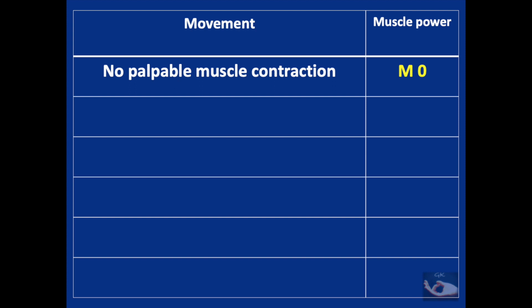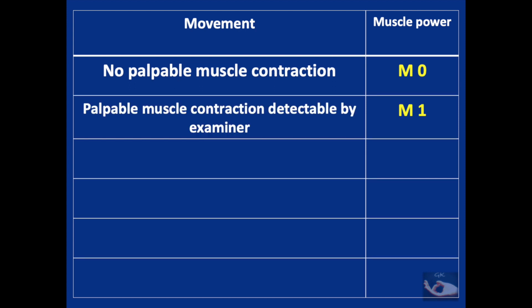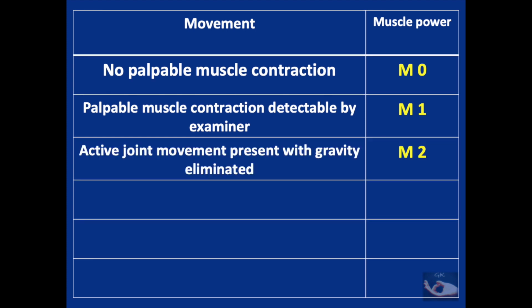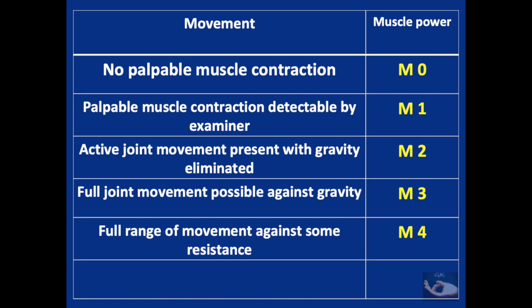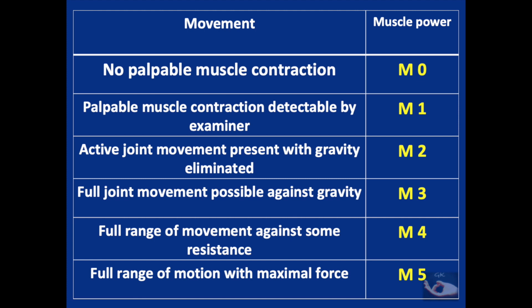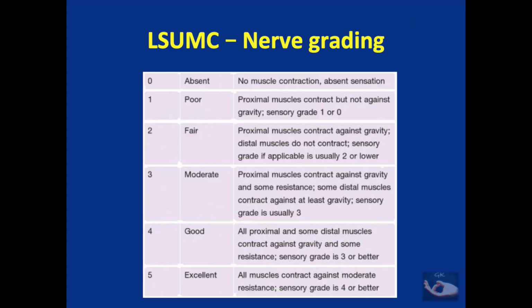If there is no palpable muscle contraction, it is M0. If there is palpable muscle contraction detectable by the examiner, it is M1. If there is active joint movement present with gravity eliminated, it's M2. If there is full joint movement possible against gravity, it is M3. Full range of movement against some resistance is M4, and full range of movement against maximum resistance is M5. The LSU-MC grading combines both the muscle, that is the motor, and the sensory grading.